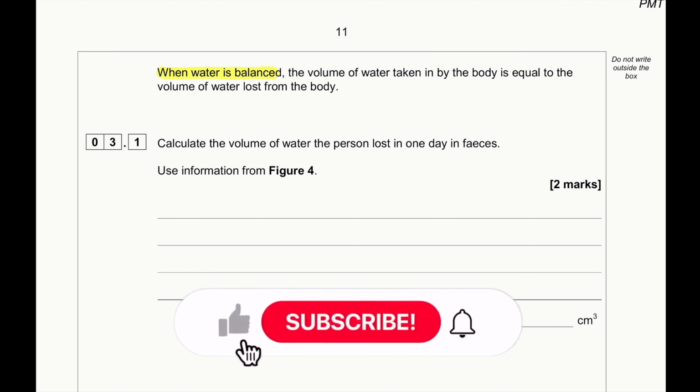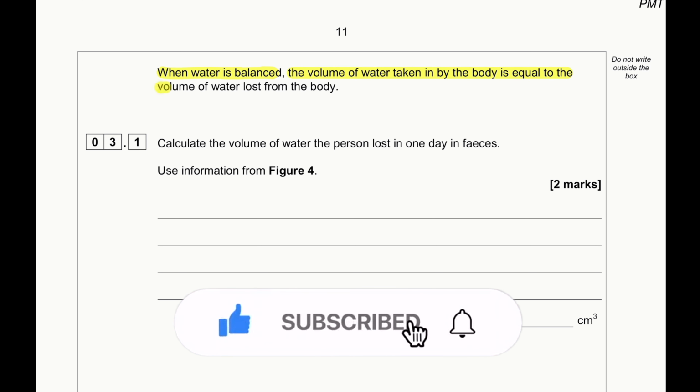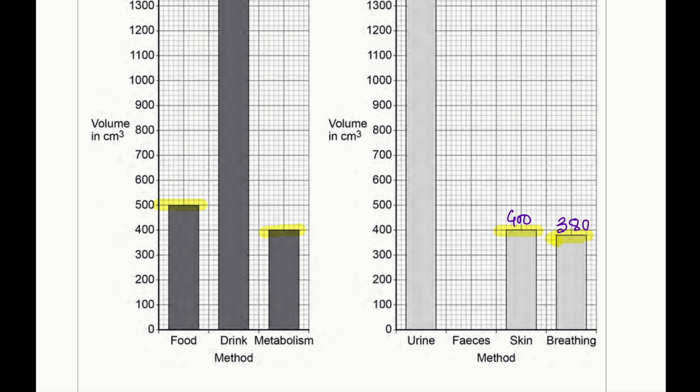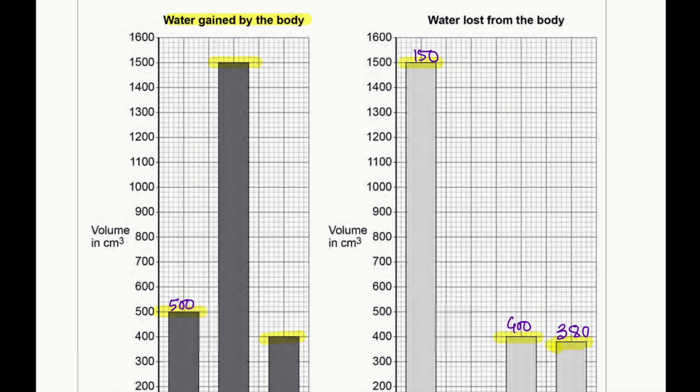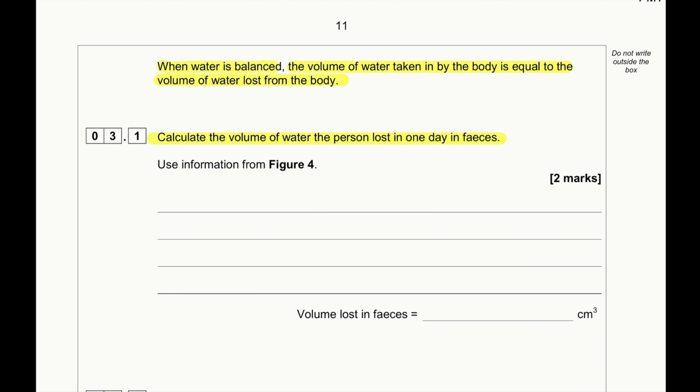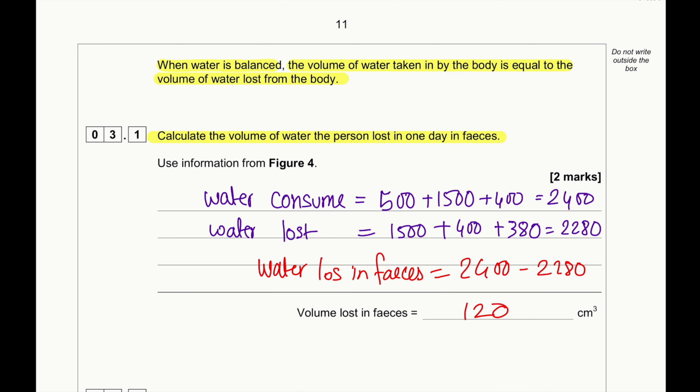When water is balanced, the volume of water taken into the body is equal to the volume of water lost from the body. Calculate the volume of water the person lost in one day in feces. So we found out the water consumed by the person, which was 500, 1500 and 400. So the total was 2400, and the water lost in various processes was added up to 2280. So water that is lost in feces must be 2400 minus 2280, which gives us 120 cm³.